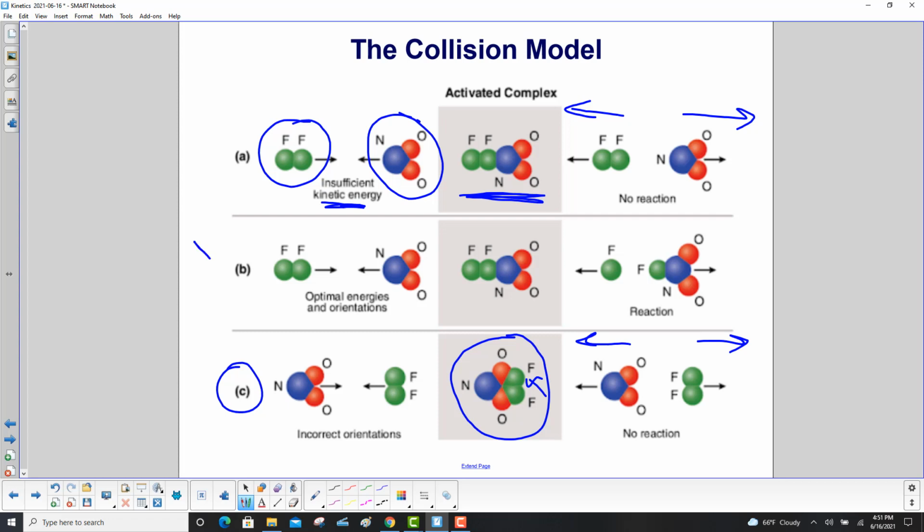And here, this is just right. They have the right energy, and they have the right orientation. So they form this, an intermediate step, which looks just like the one in part A, but this time there's enough kinetic energy, and the nitrogen will take away the fluorine atom, and one fluorine will go this way, and then you have this new molecule formed over here.